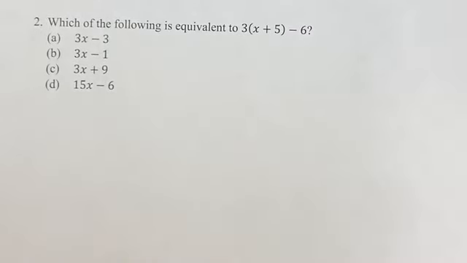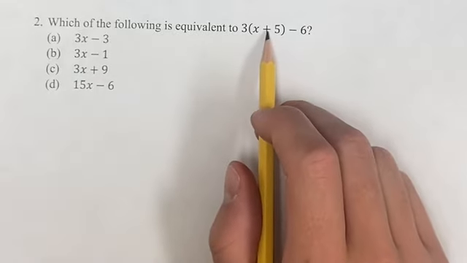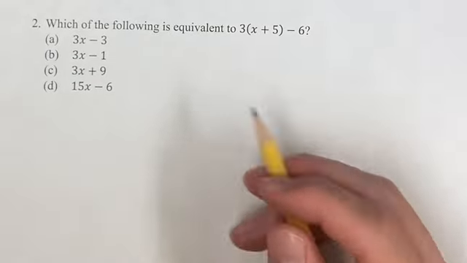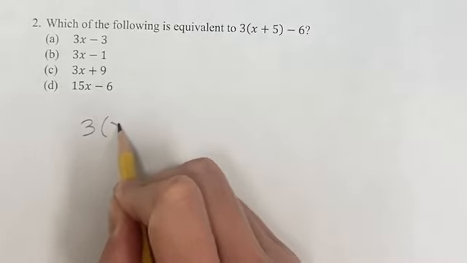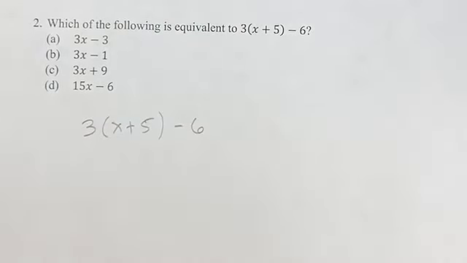In this problem, we're asked which of the following is equivalent to 3 times (x + 5) - 6. So if you just rewrite this right here, the first step we're going to want to do is get rid of the parentheses. That's always going to be your first step. If there are any parentheses, you want to get rid of them.